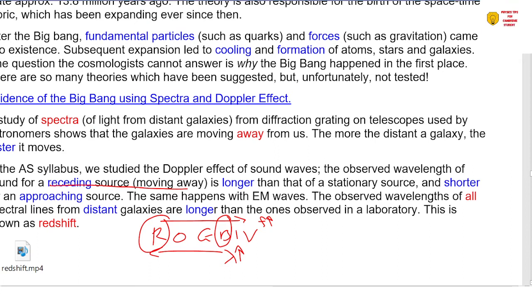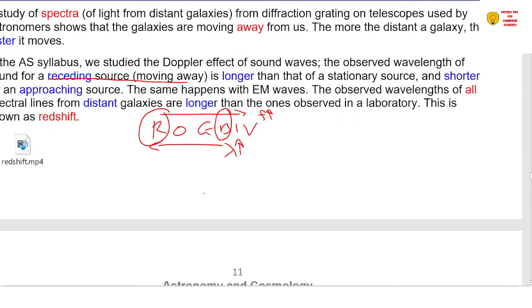So observed wavelengths of all spectral lines from distant galaxies are longer than the ones observed in a laboratory using our diffraction grating. This is known as the redshift, like I said.